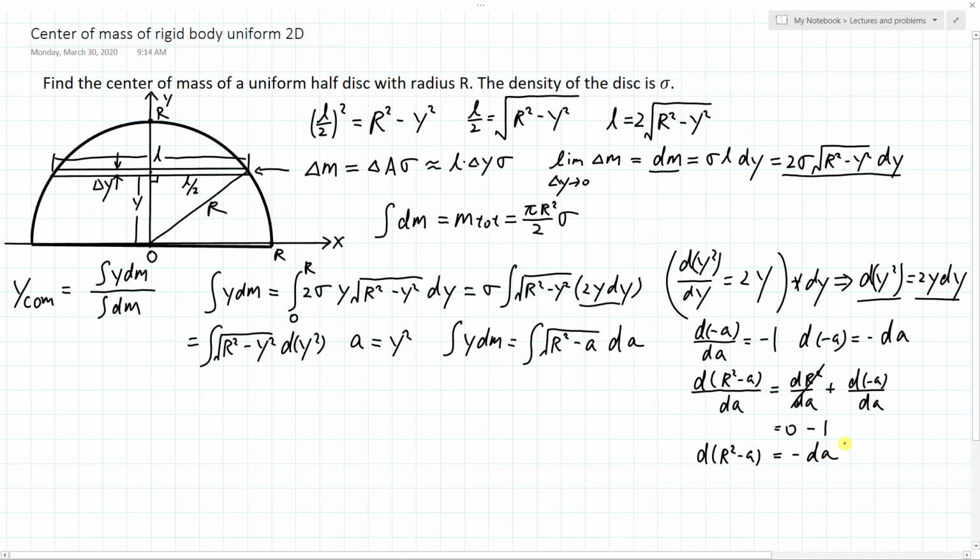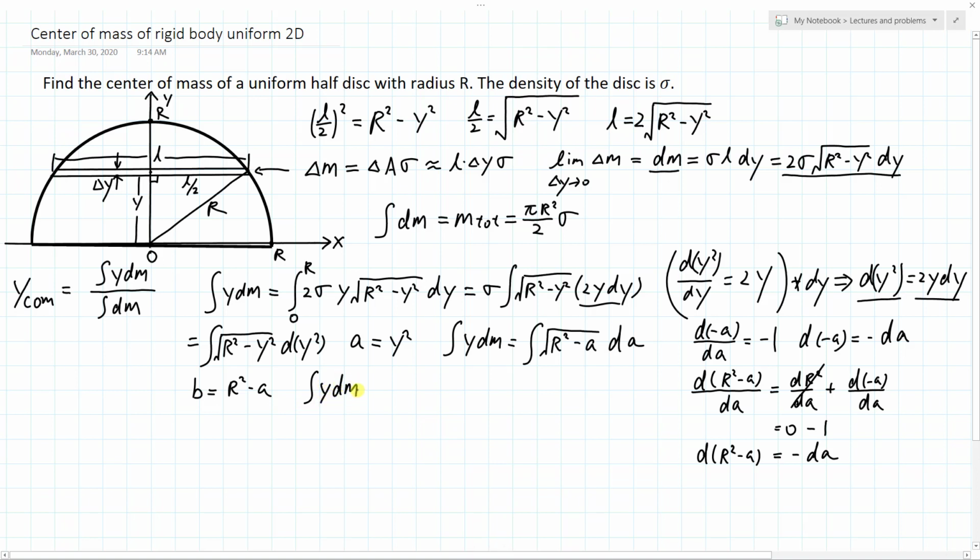Okay, so what's the use of that? Well, I can say that instead of using a as dummy variable, I can transition into r squared minus a. So this whole thing in the square root is one dummy variable. So let me do another substitution here. So let's assume that we discard a, we just say now we have b. b is equal to r squared minus a. So how does our integral look like under this substitution?